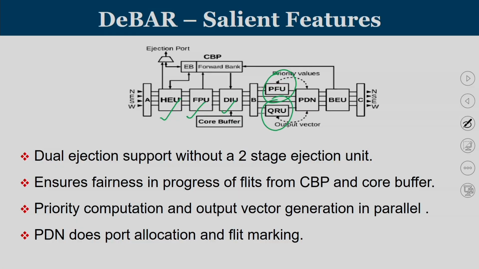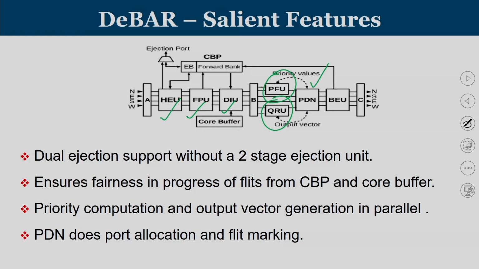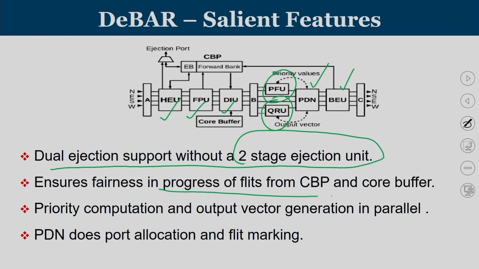And then you have a quadrant routing unit which will tell you what the productive directions are, and a PDN as usual, followed by a buffer eject unit. So, the dual ejection support without 2 stages of ejection. Still we can manage 2 ejections with the help of a side buffer, and to ensure fairness in the progress of flits from the central buffer pool and the core buffer.